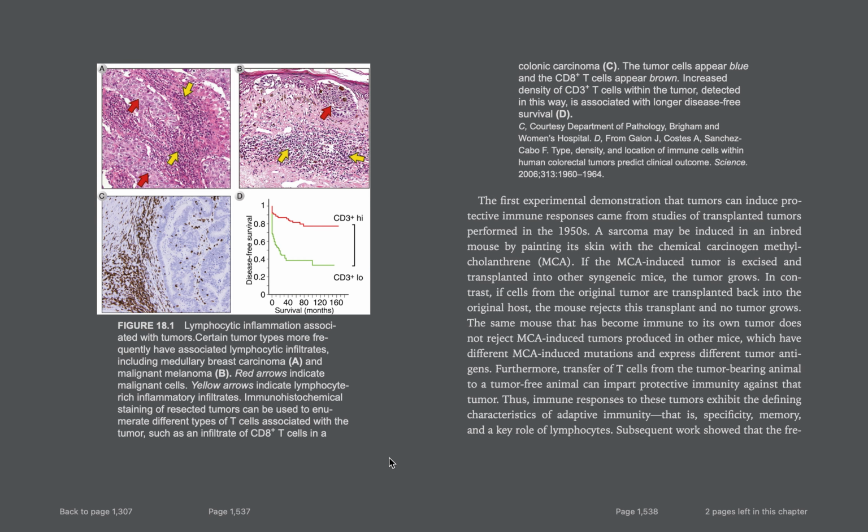Furthermore, transfer of T cells from the tumor-bearing animal to a tumor-free animal can impart protective immunity against that tumor. Thus, the immune response to this tumor exhibits defining characteristics of adaptive immunity, that is, specificity, memory, and a key role of lymphocytes.